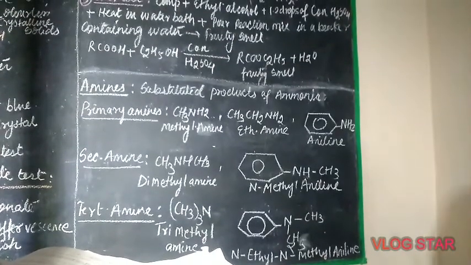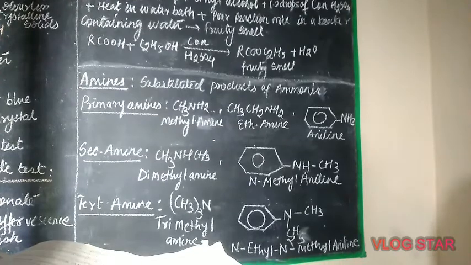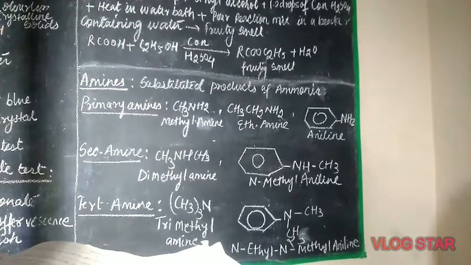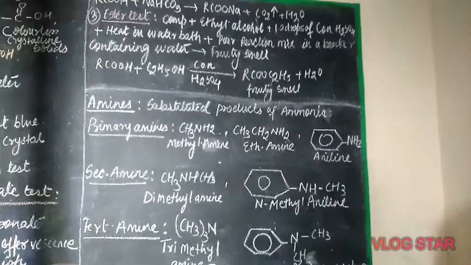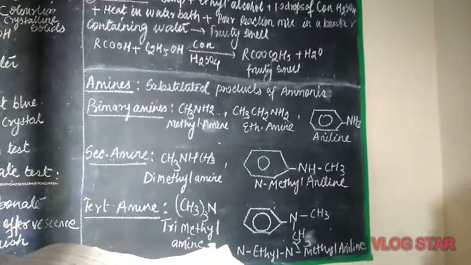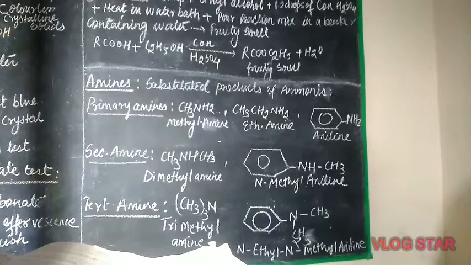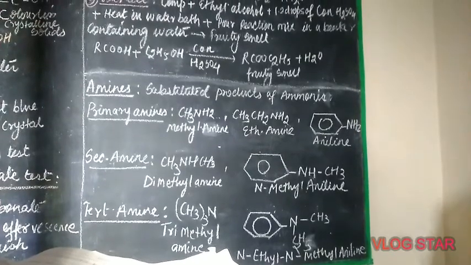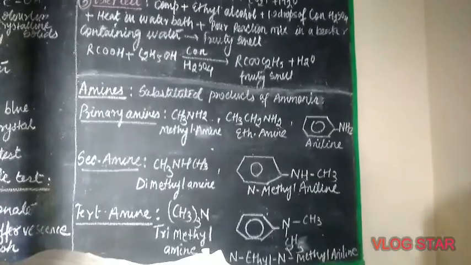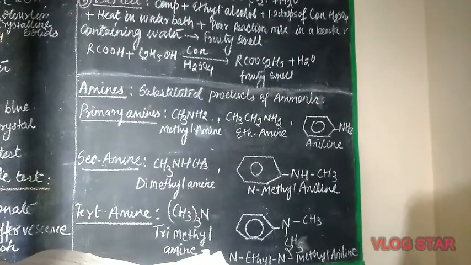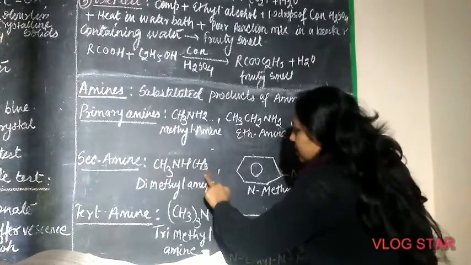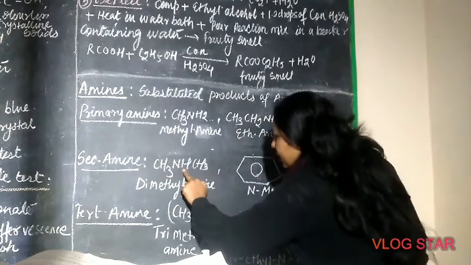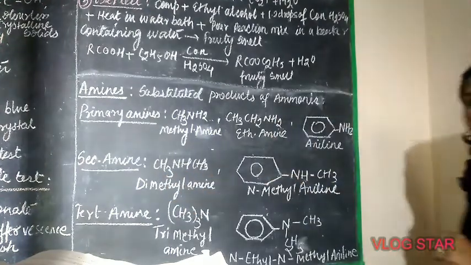Primary amines like CH3NH2, this is methylamine. CH3CH2NH2, this is ethylamine. And the benzene ring with your NH2, that is aniline. Secondary amines are CH3NHCH3. Here what happens? 2 hydrogens are substituted. Children, from ammonia 2 hydrogens are substituted. This is CH3NHCH3, that is dimethylamine.